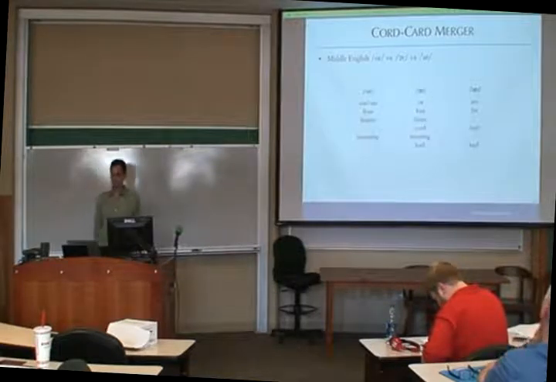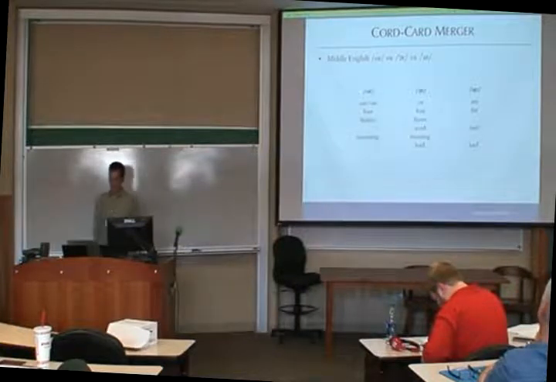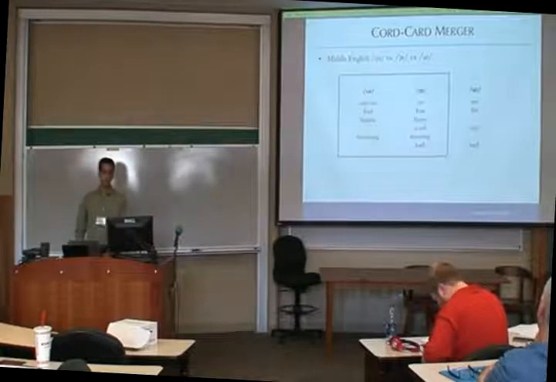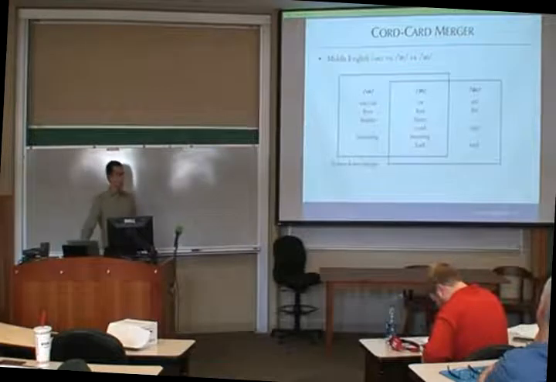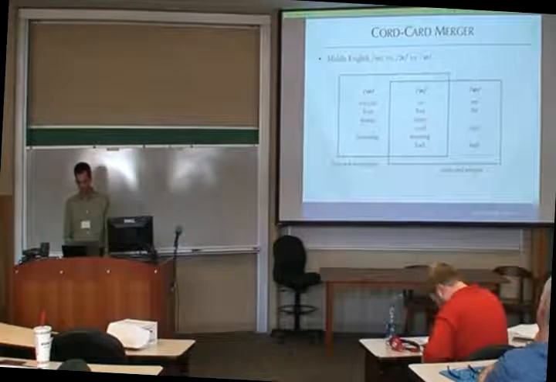This comes from what was once a three-way distinction in Middle English before R's: O, open O, and A. Today, that distinction has been reduced down to two. Most people merge these two classes into what's called the horse-horse merger, leaving the third one separate. However, some speakers merge these two classes into what's called the cord card merger, leaving the higher one separate.